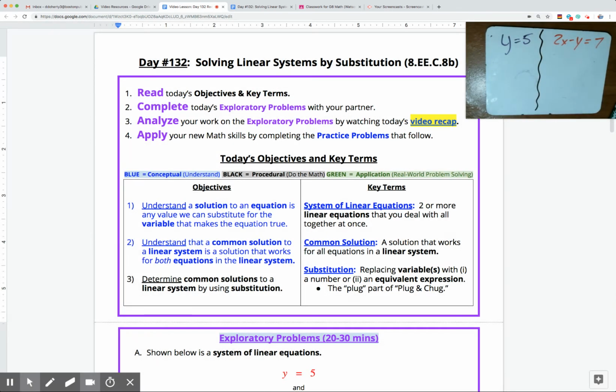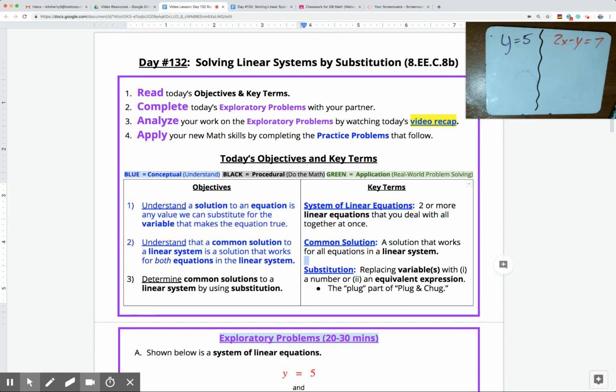A few things we'll point out about objectives today. Our work's really going to focus on objective 3 here, how to determine common solutions to a linear system by using substitution. If you're not sure what a linear system is yet or what a common solution is, I would encourage you to take some time to read through these two objectives and the key terms.